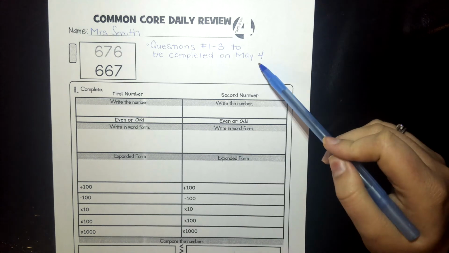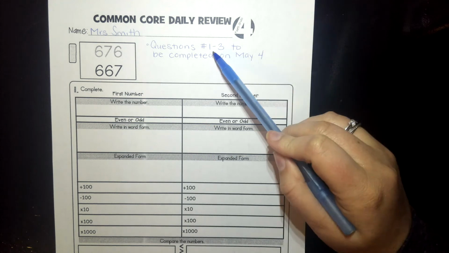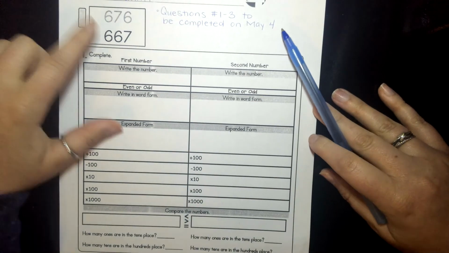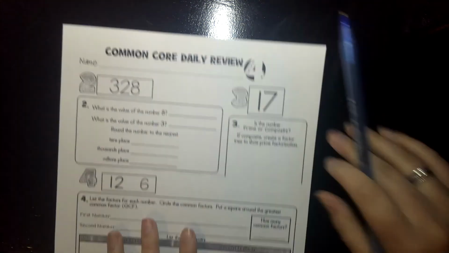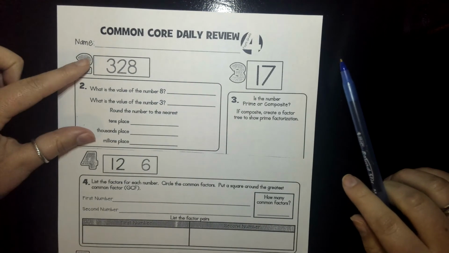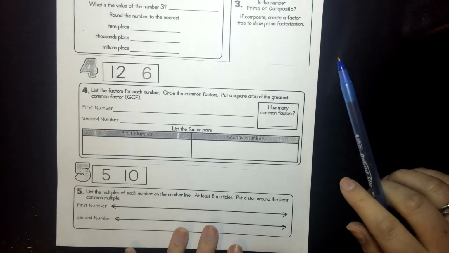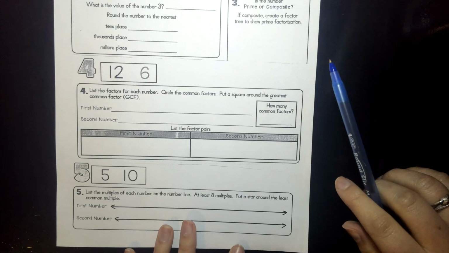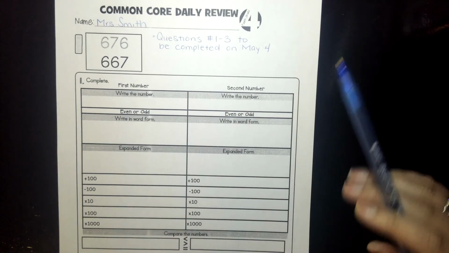Today, if you are following along with our schedule, is May 4th, and you are responsible for questions 1 through 3. Question 1 takes up the entire front page. You're using these two numbers to help you. And then questions 2 and 3 are on the back. This is question 2, and this is question 3. Questions 4 and 5 you will do, I believe the date is May 8th. So we are just going over questions 1 through 3 in this video.